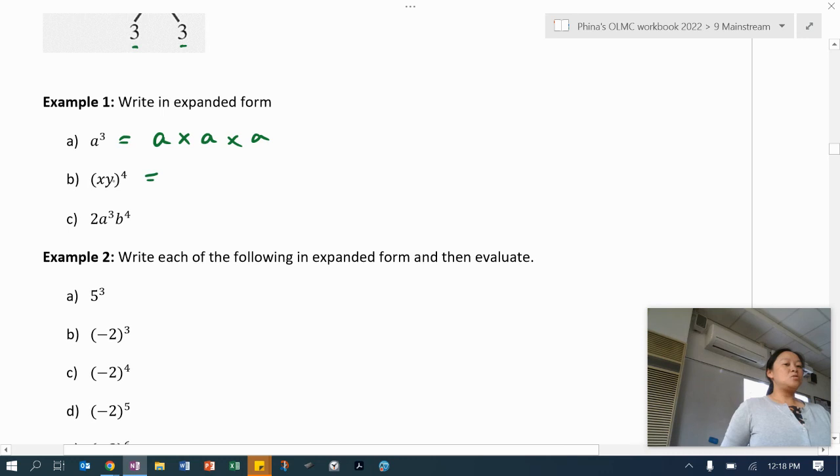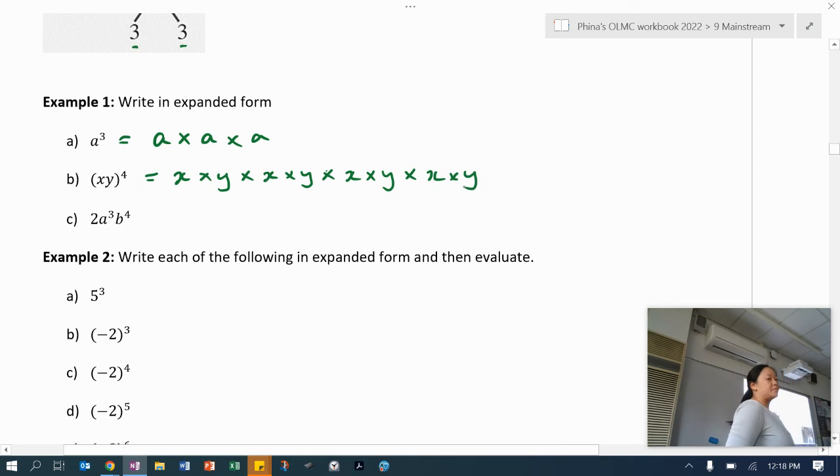Next one, (xy) to the power of 4. So because it's in a bracket, it means that everything inside is multiplied 4 times. So I just like to write it out. x times y, that's the first time, times x times y the second time, times x times y the third time, times x times y the fourth time.